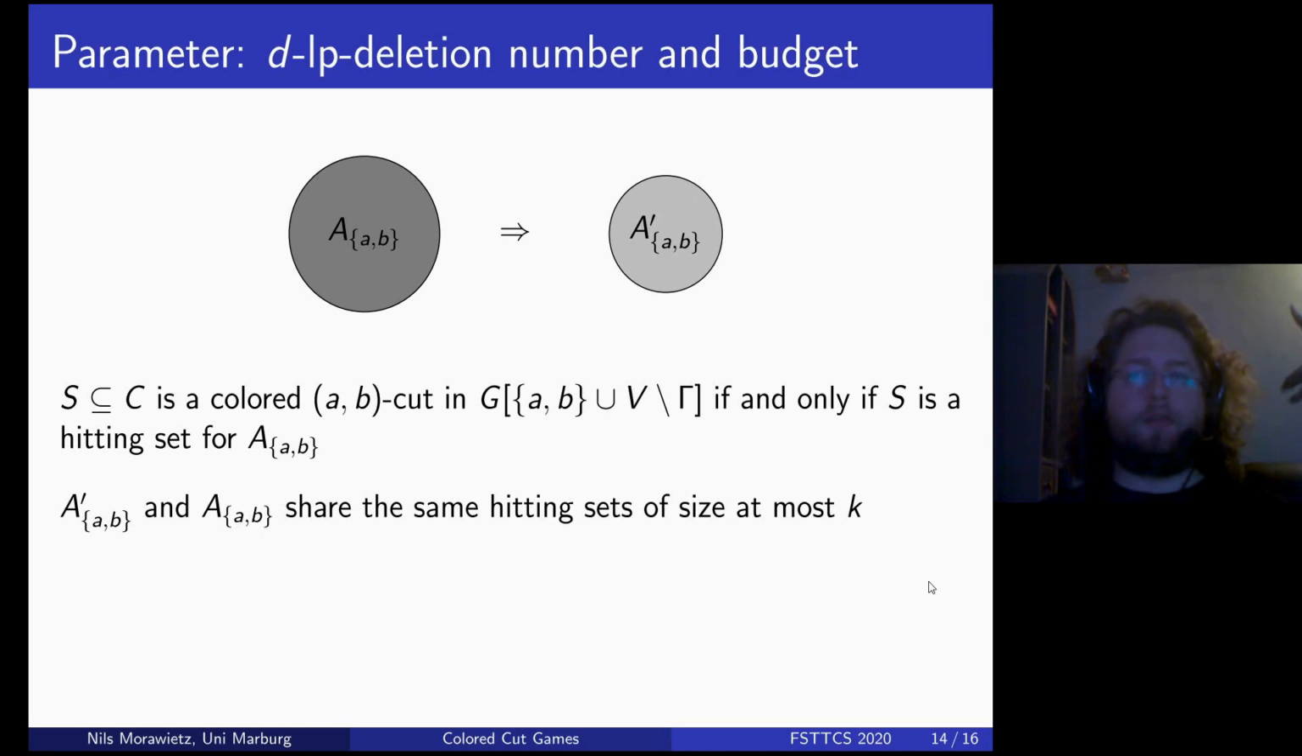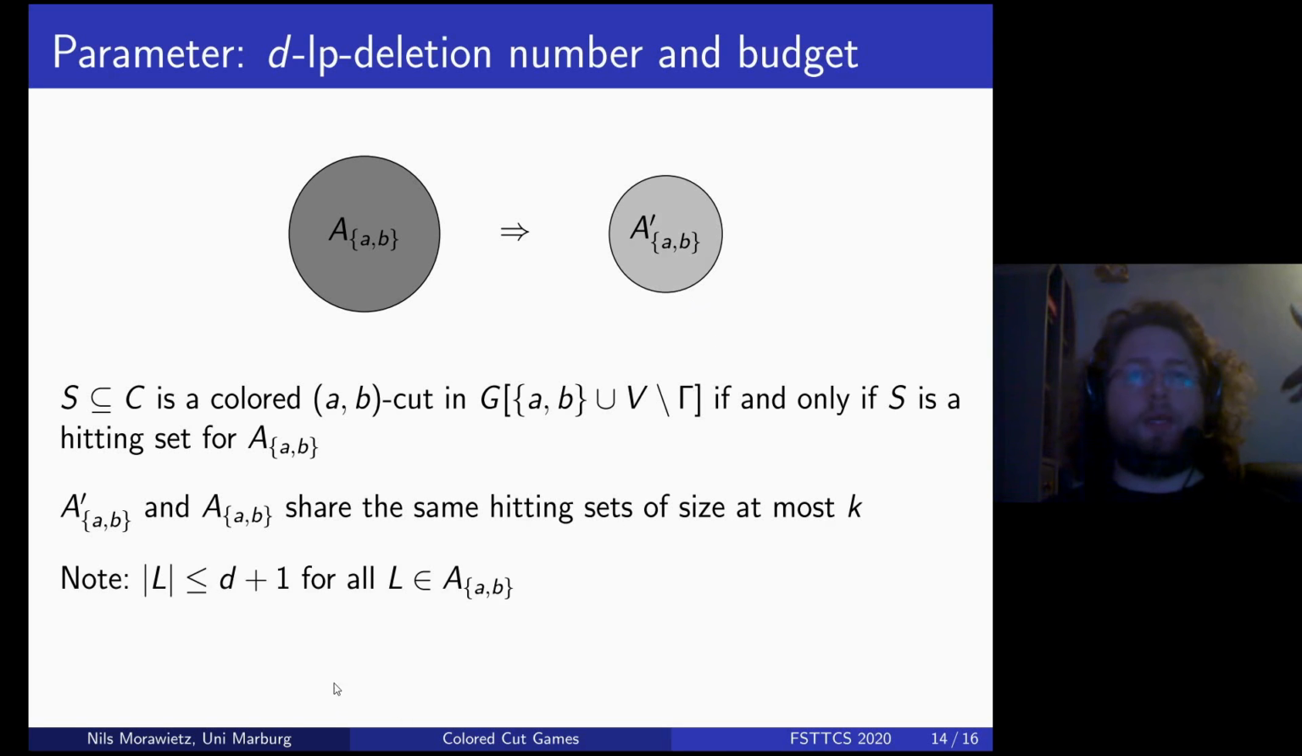And since the attacker can only choose k colors, he can never obtain a colored ST cut, or a colored AB cut in this case, with more than k colors. So as long as these two collections share the same hitting sets of size at most k, we don't lose any information for this game. And what we want is that this new collection of color sets is small in some way.